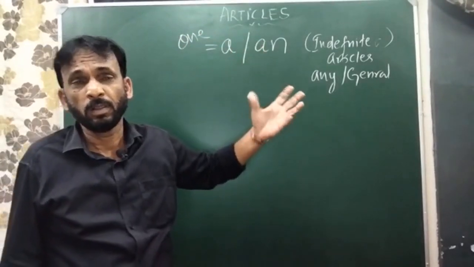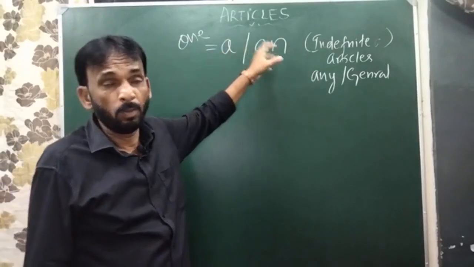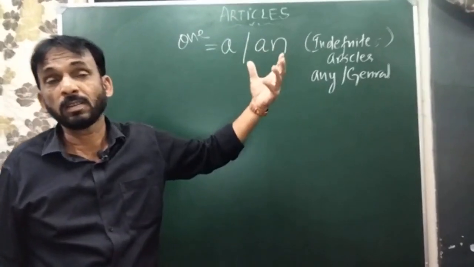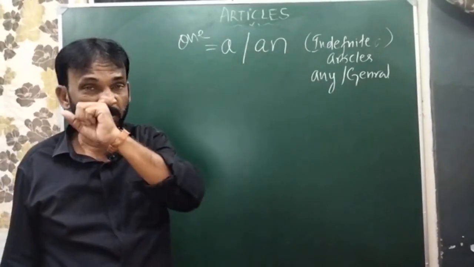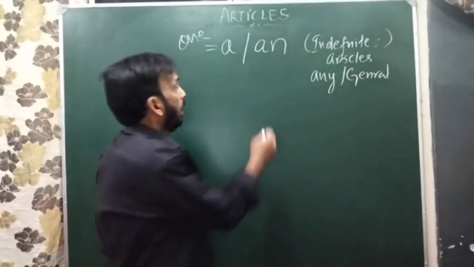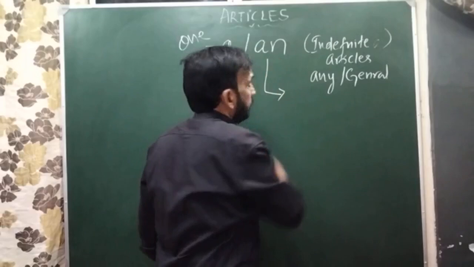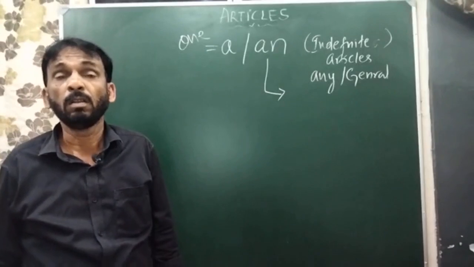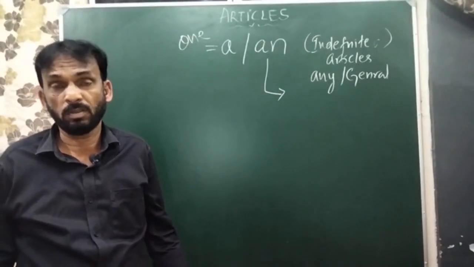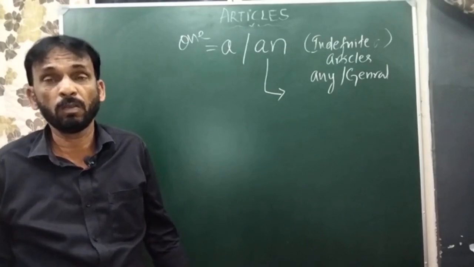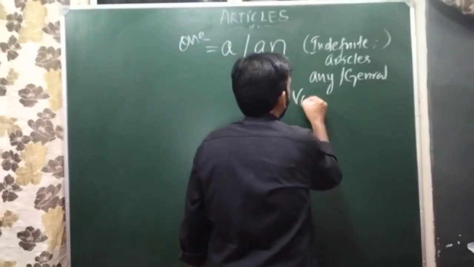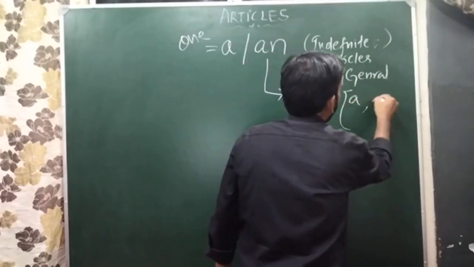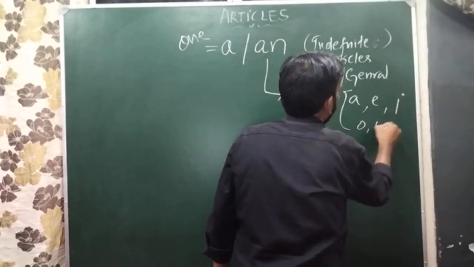Now then, if they are both considered to be one, what is the difference between a and an? The difference is in usage, how we have to use them. Let me explain. An, this article we use with vowel sounds. Not only vowels, vowel sounds. What are our vowels? Vowels are A, E, I, O, U.